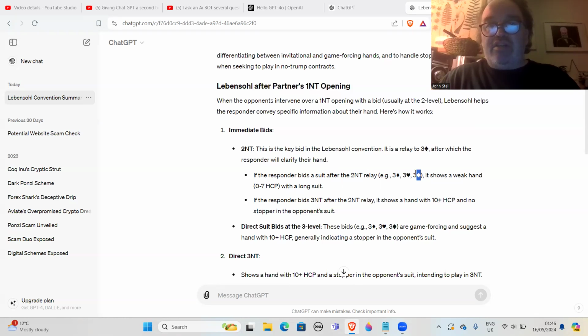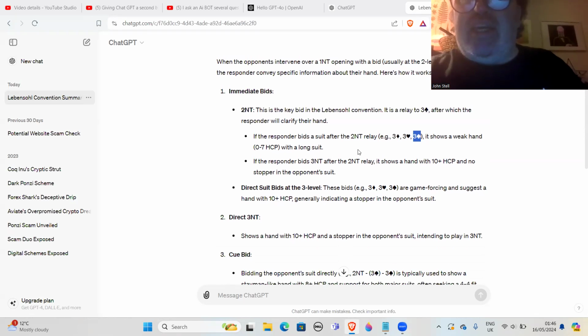Now that's a bit weird because you're not going to bid 3 spades after the opponents have bid something. Because if it's gone 1 spade, 2 spades, you wouldn't bid 2 no trumps, get your partner to bid 3 clubs, which is the relay, and then bid 3 spades to show a weak hand. It wouldn't show that. So that's not completely true there, but it's kind of right. All right, so I'm not going to criticize it too much there. And here it's saying it shows a weak hand with a long suit. So in that particular instance, it doesn't show that.